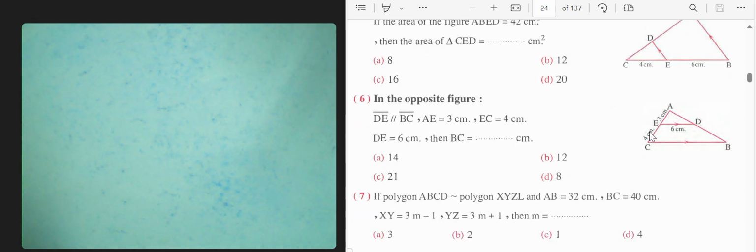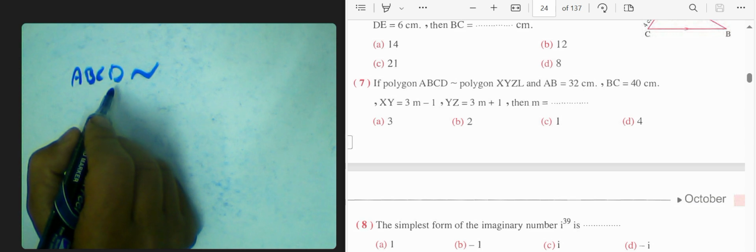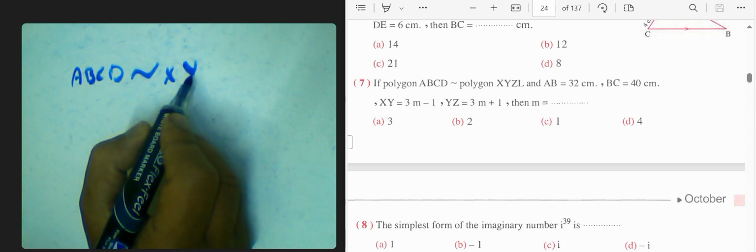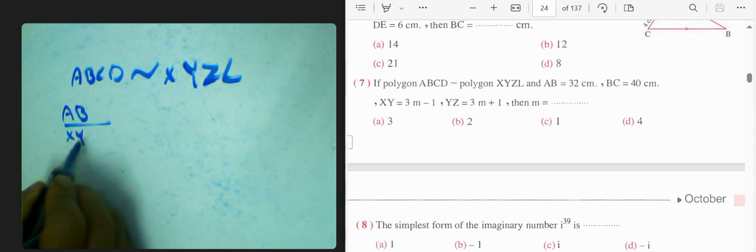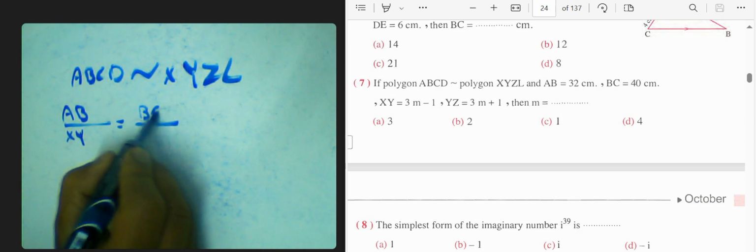Next question number 7. If polygon ABCD similar to polygon XYZL, AB equals 32 and BC equals 4 cm, XY equals 3m minus 1, and YZ equals 3m plus 1, ZL equal. We have similarity between two polygons and we can find the ratio between two corresponding sides here. First, we have the first polygon ABCD similar to X, Y, Z, and L.